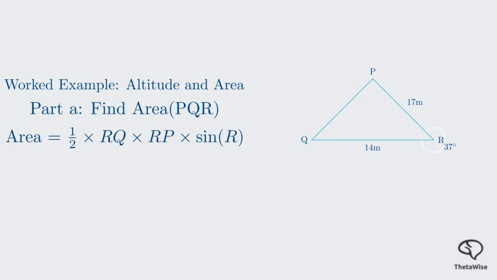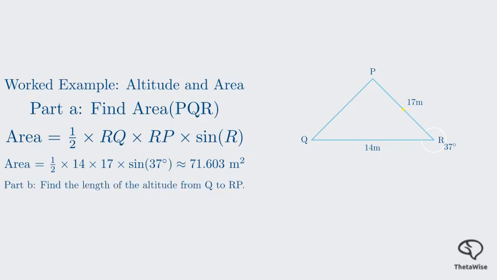We have two sides and their included angle, SAS, so the area formula is perfect. Area equals 1/2 times RQ times RP times sin R. Substituting our values, area equals 1/2 times 14 times 17 times sin 37 degrees. This calculates to approximately 71.6 square meters, which we round to 71.603 for 3 decimal places as requested.